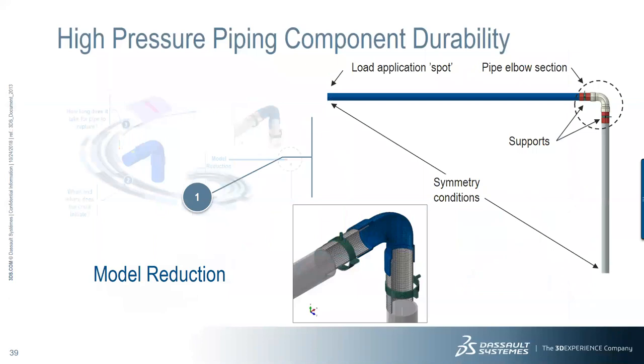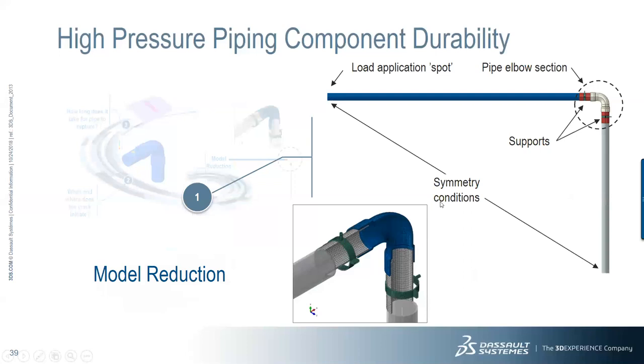This is the description of our finite element model, in which this is our pipe elbow section. This is where the beam elements were created, and these are the symmetry conditions we are applying, and this is a spot for the loading, where the loading coming from the railway track is applied at this particular point, and that is the load.